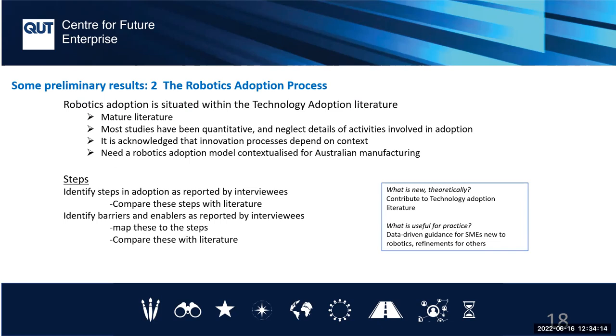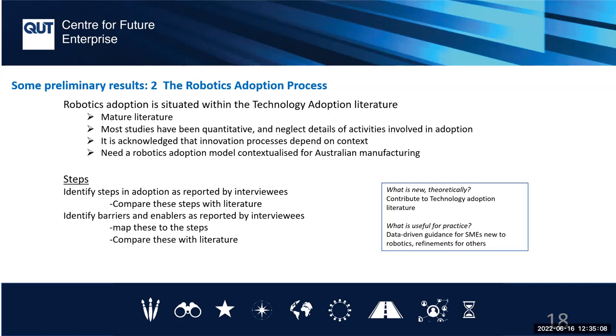Robotics adoption is important because robotics can give you such benefits, but it's really, really hard for companies to do it. There's a lot of literature about technology adoption, but most of the studies have been quantitative, so you don't get that rich level of detail. Adoption processes, like innovation, are really context dependent. It depends on exactly what's going on, where it is, who's doing what, and the existing routines. So we need a robotics model contextualised for Australian manufacturing. I think that would be really useful, particularly for the SMEs that don't have much of an idea about what's required. They're really fumbling around in the dark a bit.